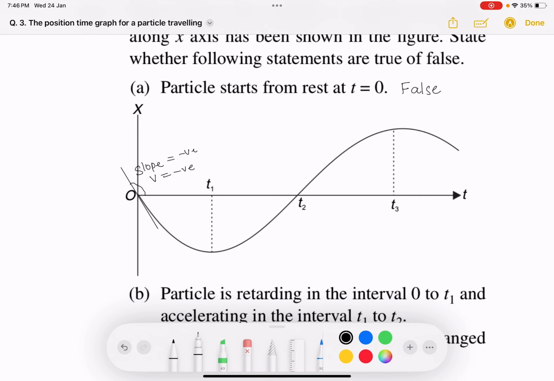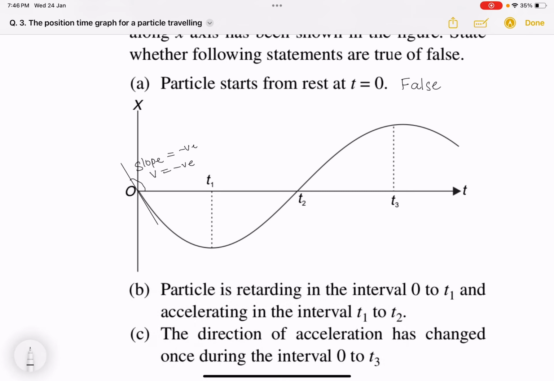Statement 2. Particle is retarding in the interval 0 to t1 and accelerating in the interval t1 to t2. For that, let's look at the speed of the particle at t1 and t2. At t1, the tangent to the graph will be horizontal, its slope will be 0, so the velocity will also be 0. At t2, the tangent to the graph will be like this, which will have positive slope, and therefore the velocity is also positive. So if you see, the velocity of the particle goes from negative to 0 to positive.